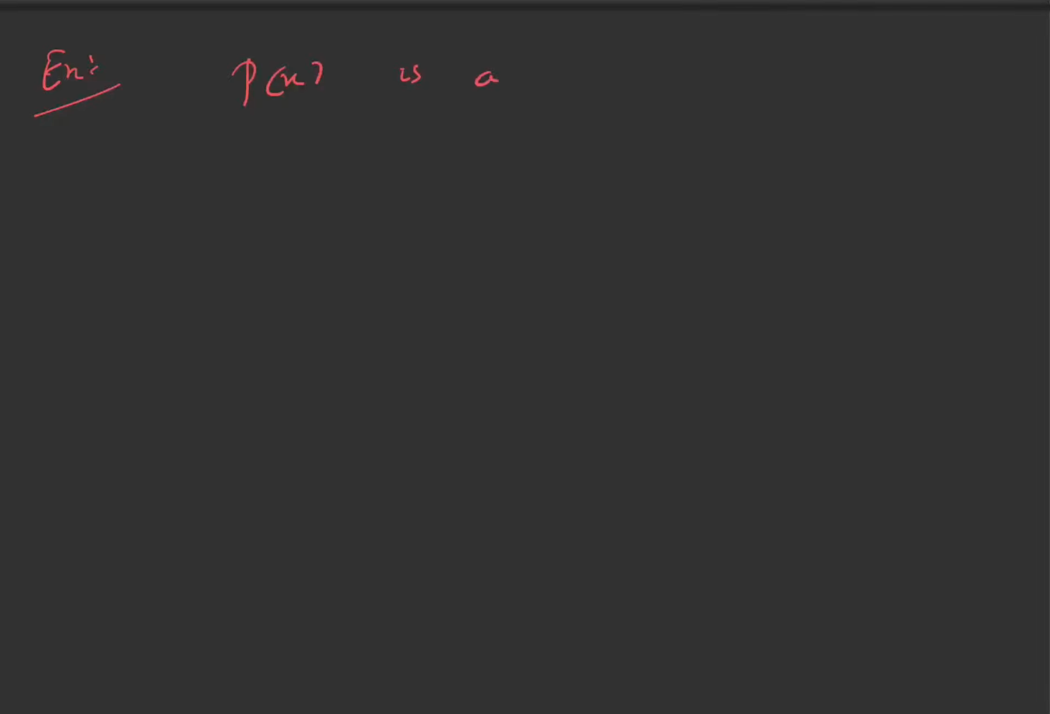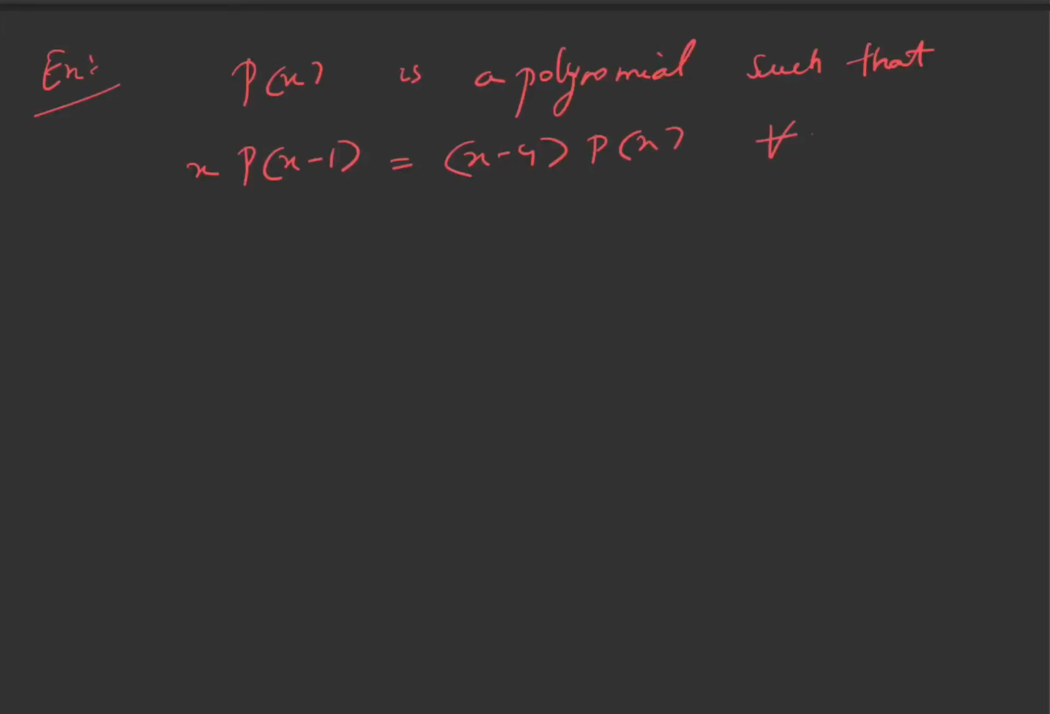Say p of x, it is a very nice question. So try to observe this very carefully. p of x is a polynomial such that x into p of x minus 1 is equal to x minus 4 into p of x for all x belongs to R. You need to find all such polynomials p of x. Find all such polynomial functions p of x.